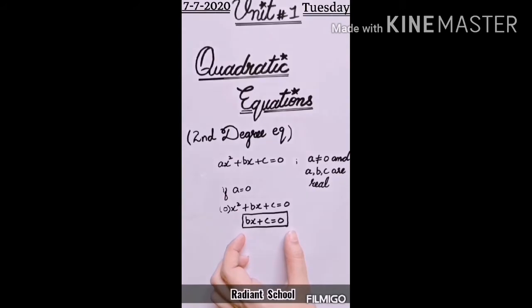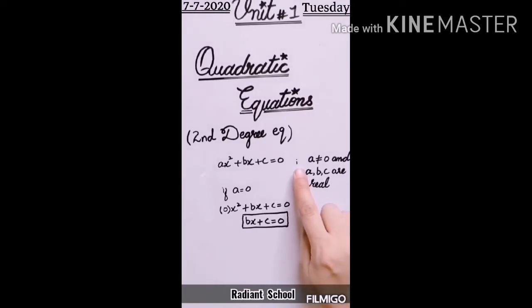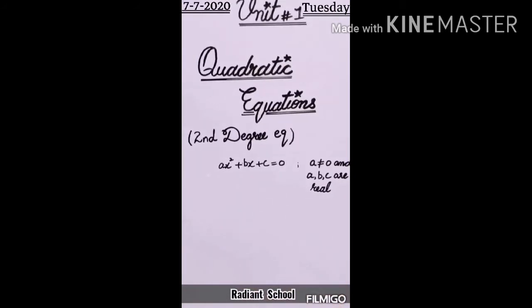So when the highest power of the variable involved is 1, this is a linear equation. So students, that's why there is this restriction that a must not be equal to 0, because if we take a as 0, the quadratic equation will become a linear equation. Okay students, there is no restriction for b.